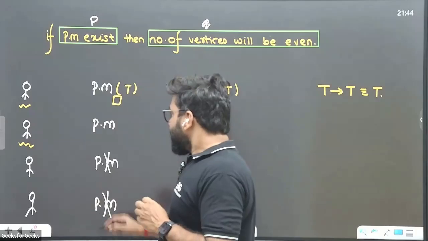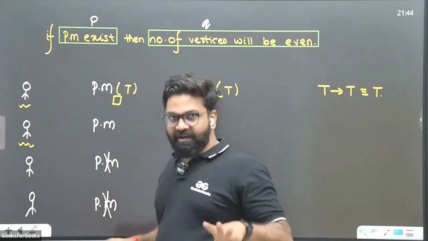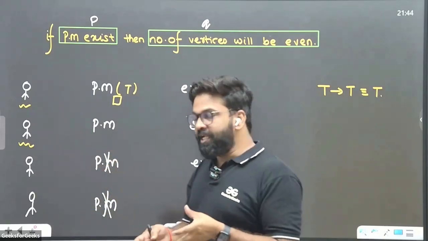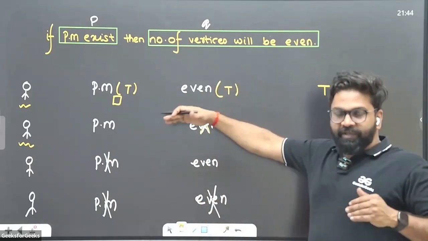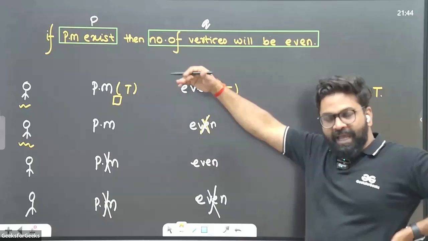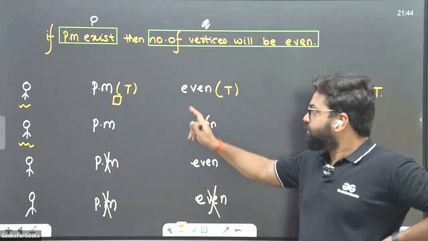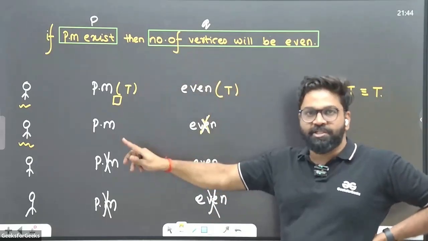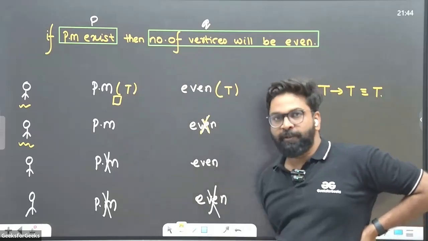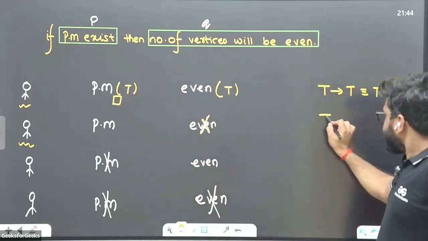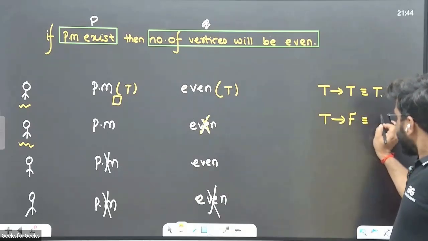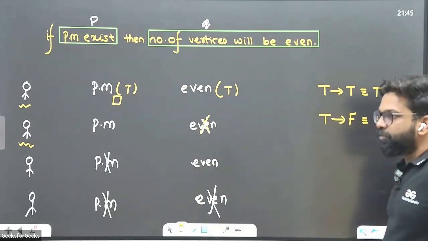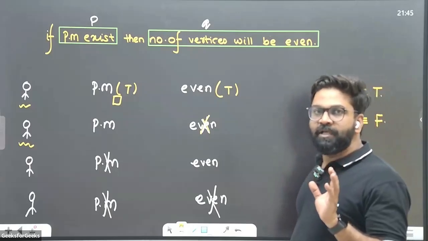The second person says that there is a graph where the perfect matching exists, but the even number of vertices does not exist. See, everyone is trying to destroy this theorem, and I can bet that this theorem can only be destroyed at this point. That means if the first statement is true and the second statement is false, then only the whole statement will become false. Then only your theorem is false.